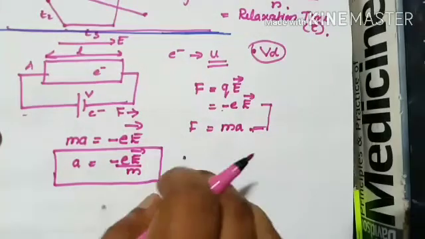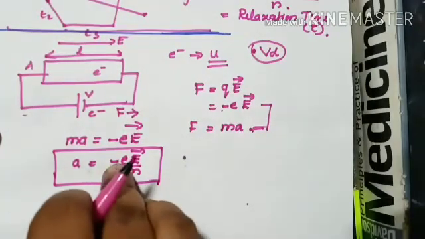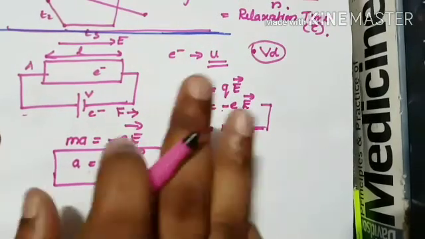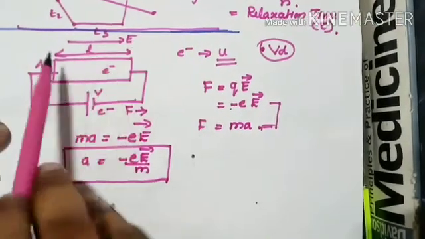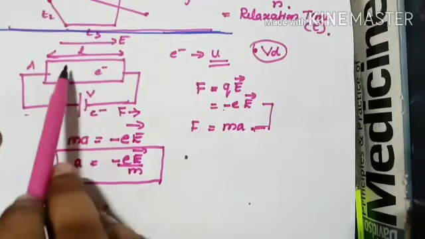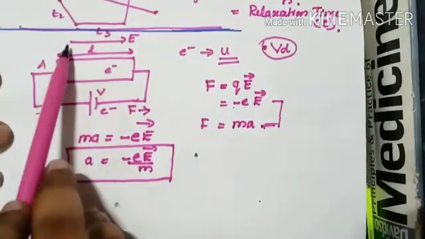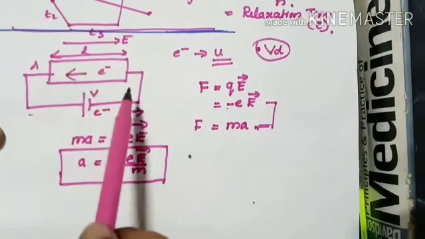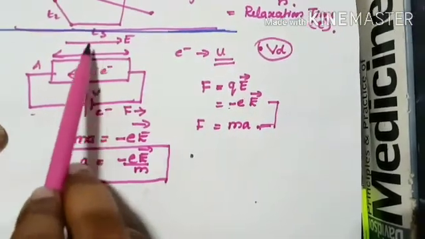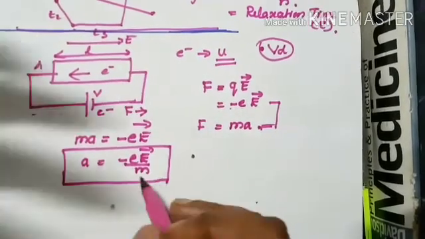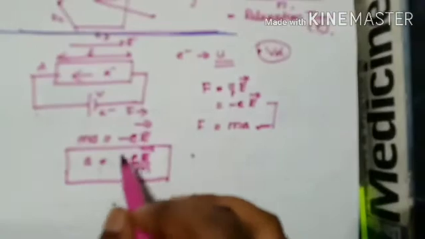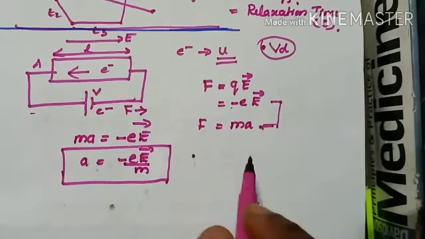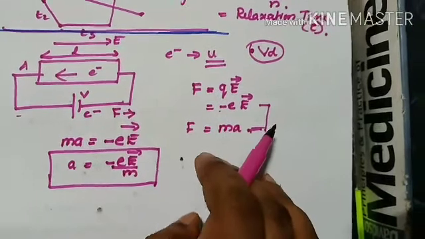This much is clear. So you will see a negative sign in the expression. This negative sign indicates that the electrons are accelerated in the opposite direction to that of the electric field. See, the electric field is in this direction, but the electrons are drifting in this direction. So electrons drifting in the opposite direction of the electric field is represented by this negative sign. Clear? Right. Let's move on with the derivation.